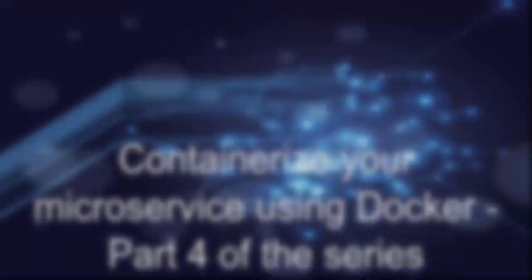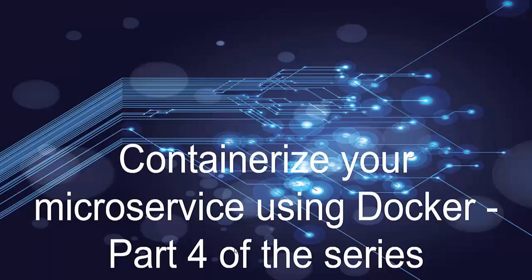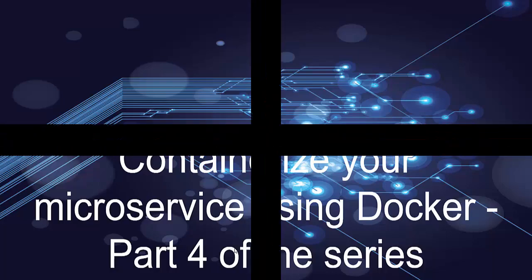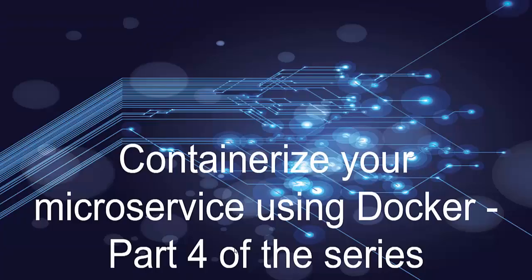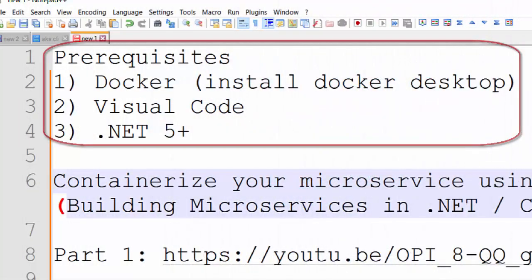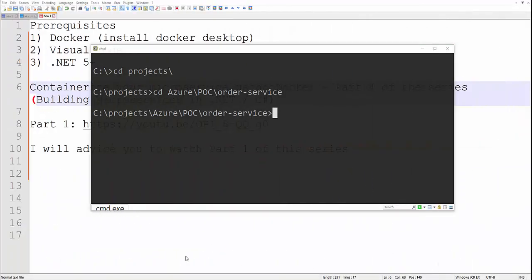Please watch the previous parts if you have not watched them, especially part 1, and the link to that one I put in the description section of this video. Also, in the description section, you will find the step-by-step instructions if you want to do hands-on along with this video. Prerequisites for this demo are Docker. You can install Docker Desktop, Visual Studio Code, and .NET version 5 or greater.